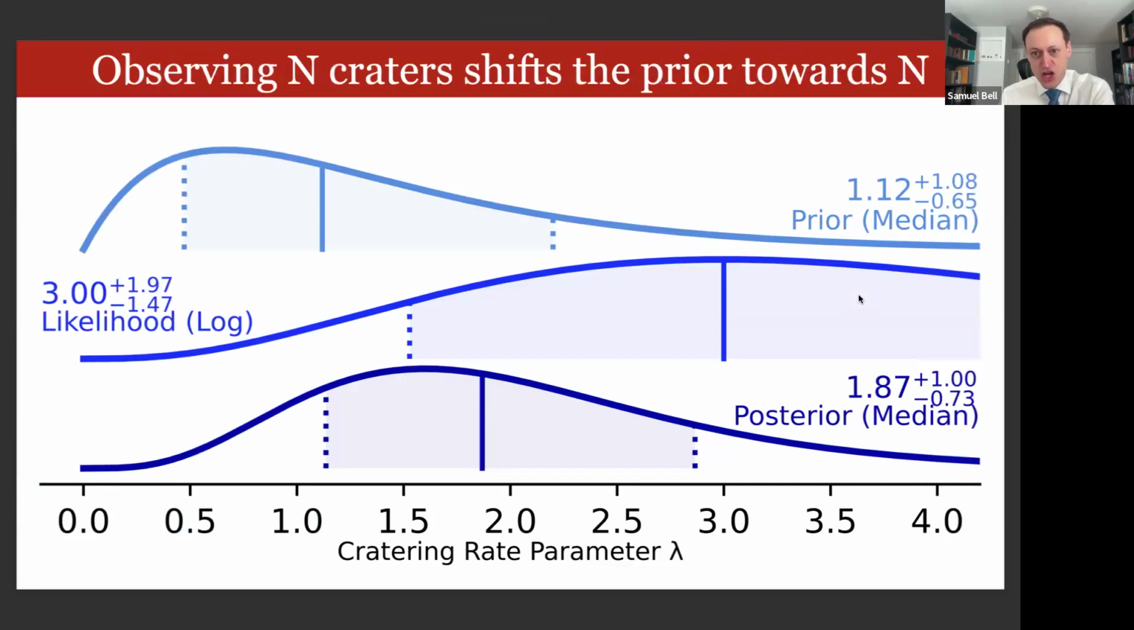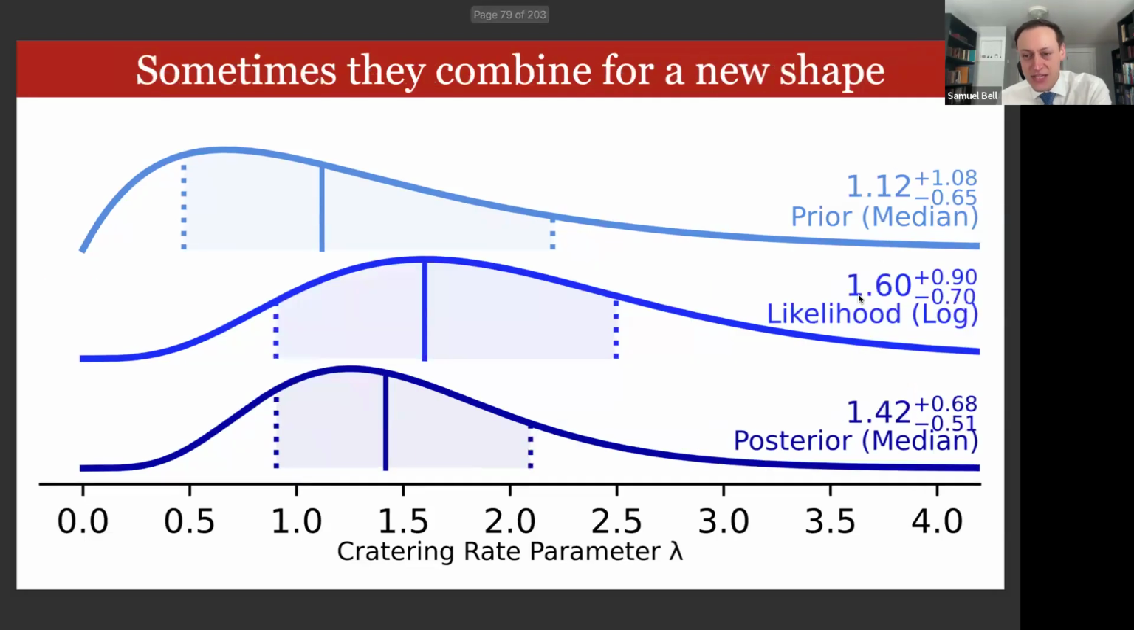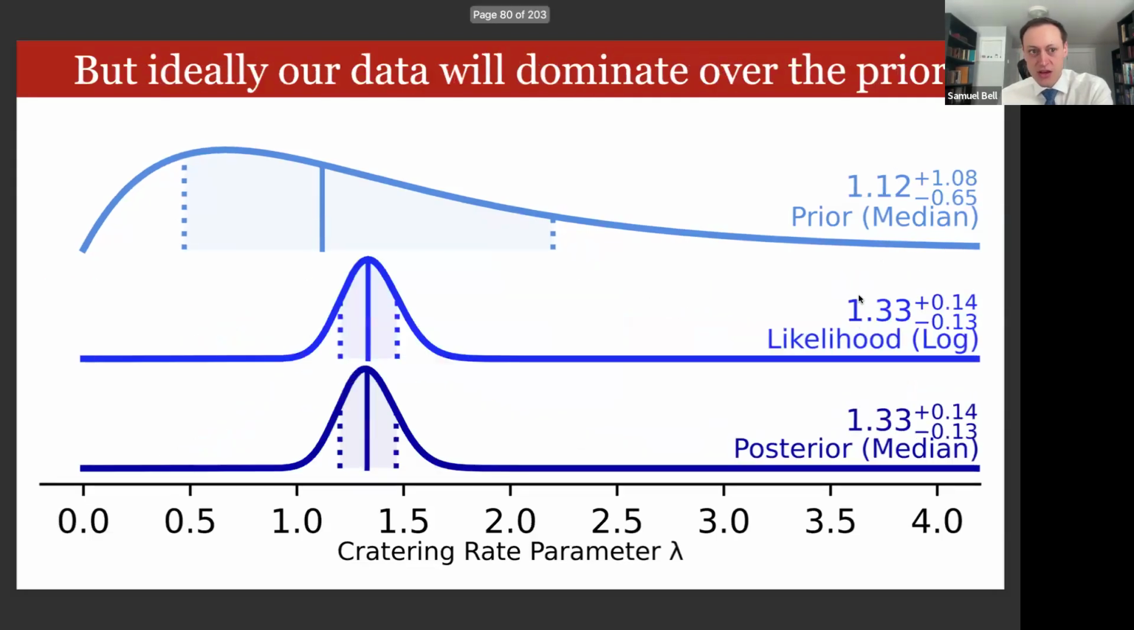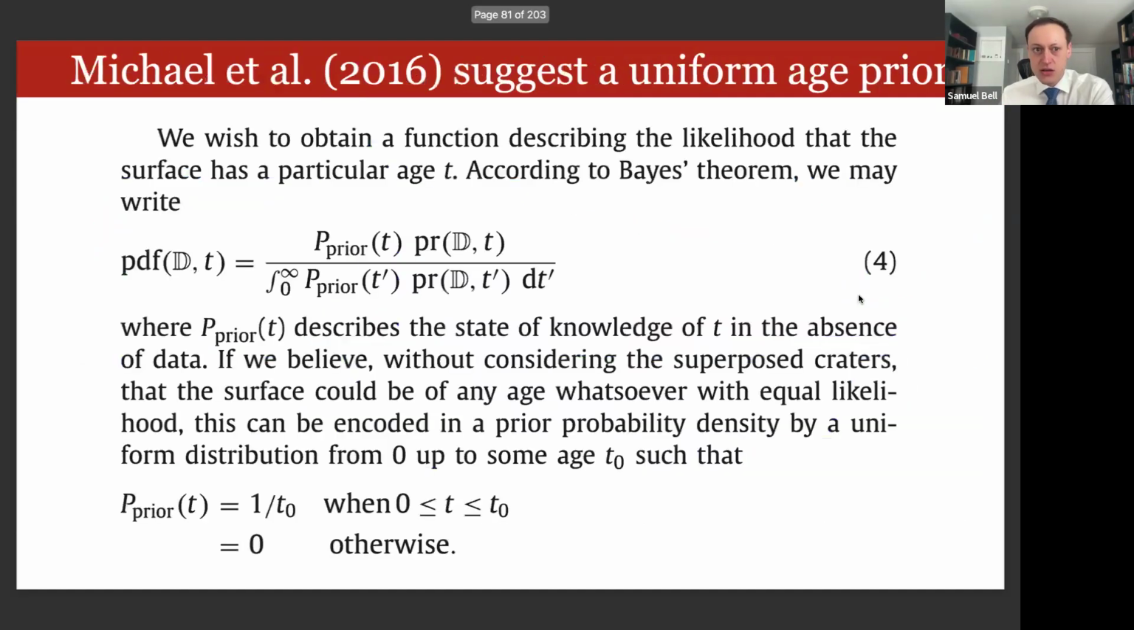Observing n craters shifts the prior towards n. Here, the prior starts out at 1.12. We have a likelihood of 3. And that posterior gets shifted towards 3. Sometimes they combine for a new shape, but ideally our data will dominate over the prior.